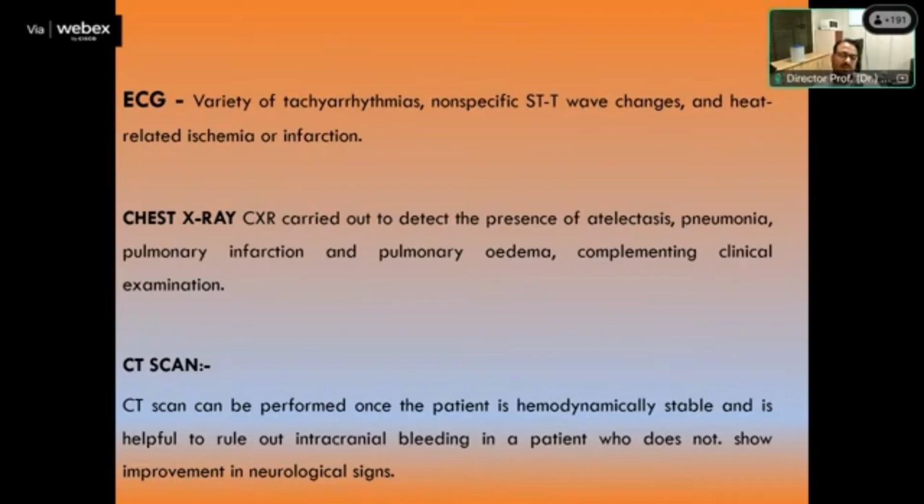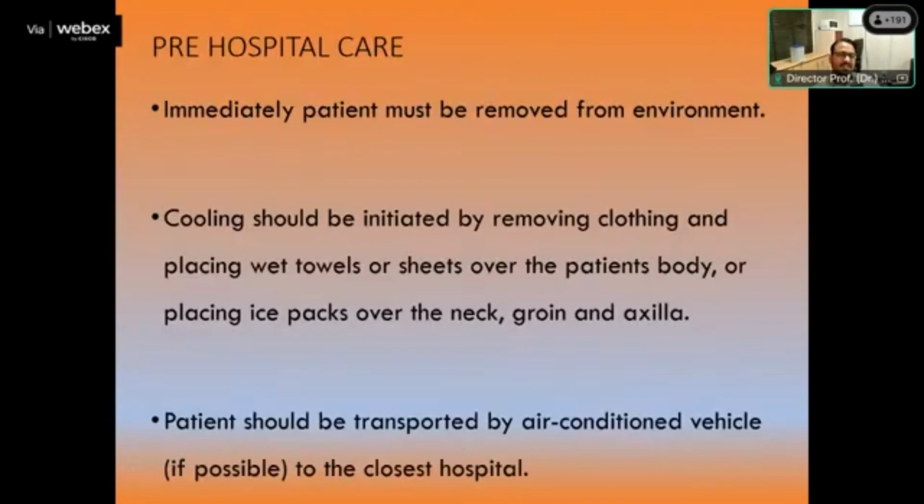Chest X-ray may show lung collapse, pneumonia, or ARDS. Then CT scan is basically to rule out stroke and other causes. In heat stroke, it doesn't have much of a role in positively affirming a diagnosis. It is done to rule out other things.